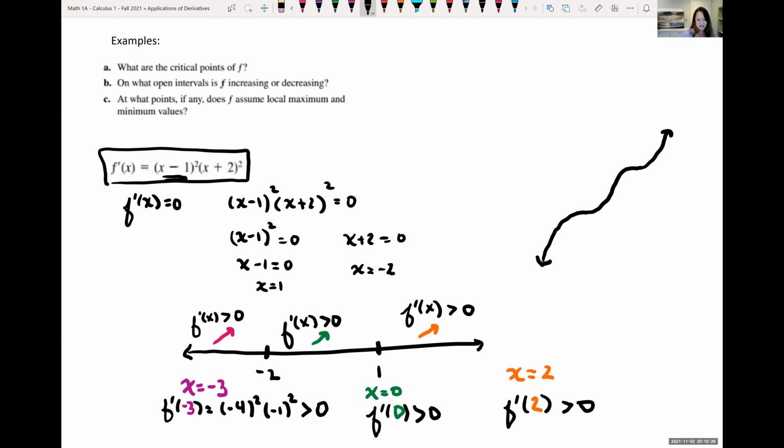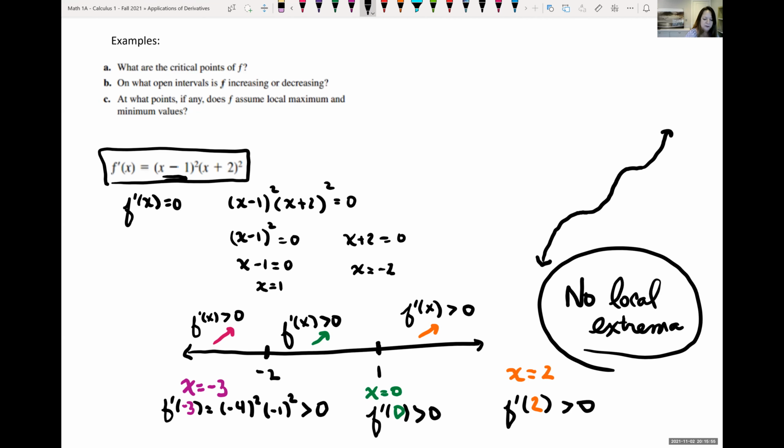So since it's increasing everywhere, except for those couple of spaces where it levels out and has a horizontal tangent line, this is not going to have any local maximum or local minimum points. So no local extrema. Remember, extrema was just the terminology for maximum and minimum.